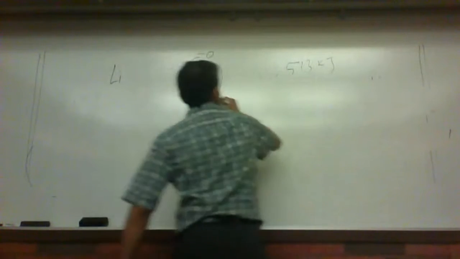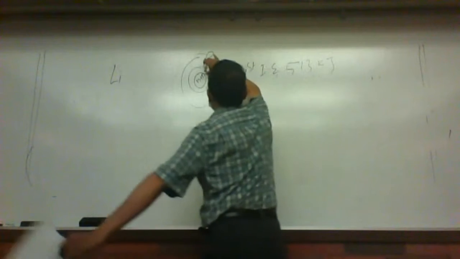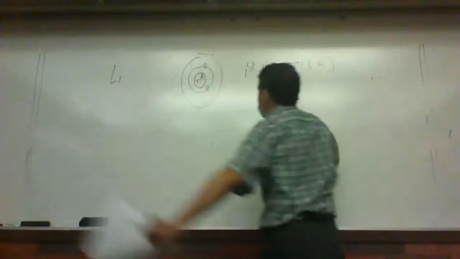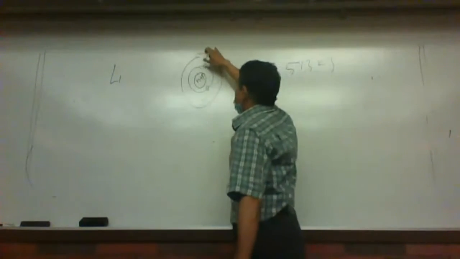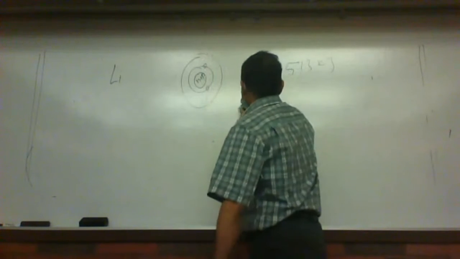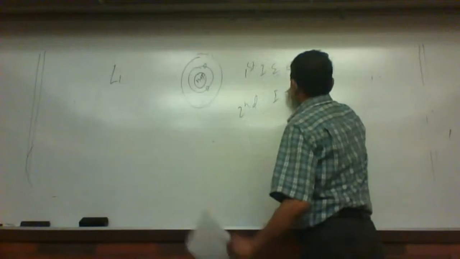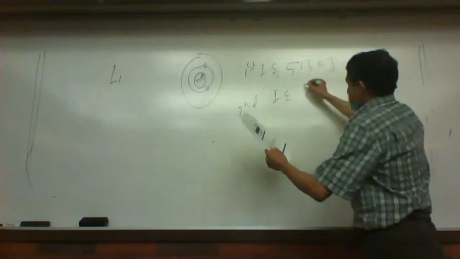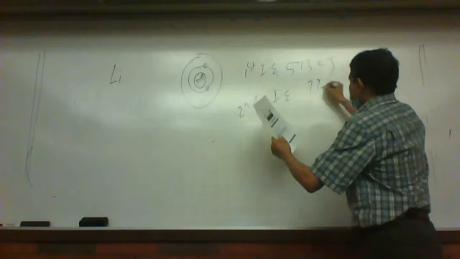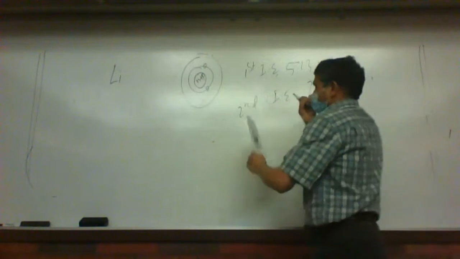So this is the first ionization energy. You already removed this one. Now, another electron you should remove from the second orbit, right? So for the second ionization energy, you need to remove the electron from the inner orbit. The second ionization energy is 7,298 kilojoule per mole.